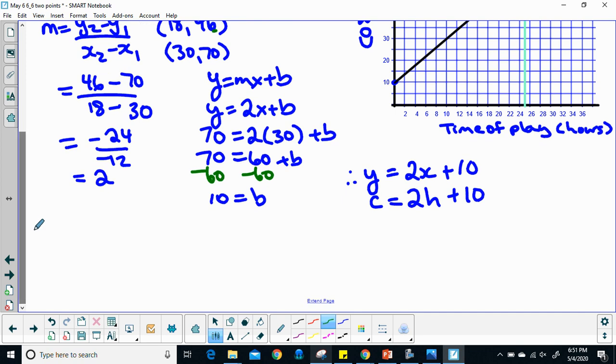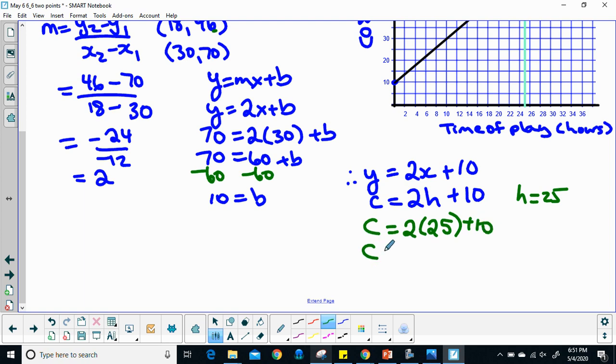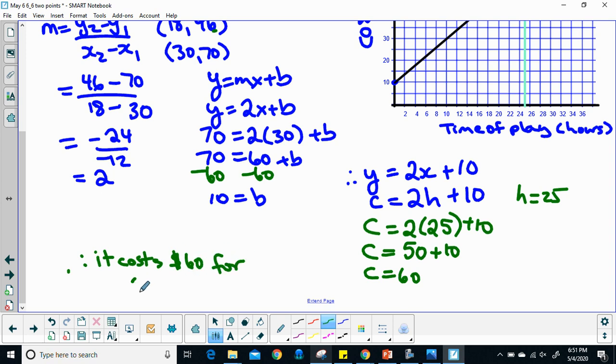Use my equation to determine the cost of 25 hours of play. All right, so we've got to scroll down here and give myself a little bit of space. If I want to figure out my cost of 25 hours of play, well, I can just stick the 25 in for my h, right? C equals 2 times 25 plus 10, what's that, 50 plus 10, so $60. Therefore, it costs $60 for 25 hours of play.